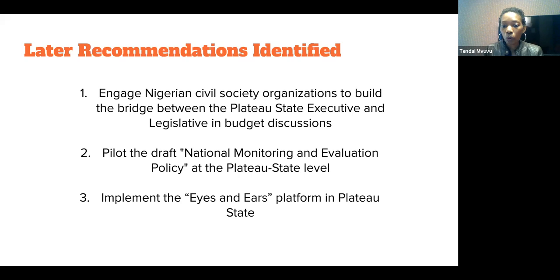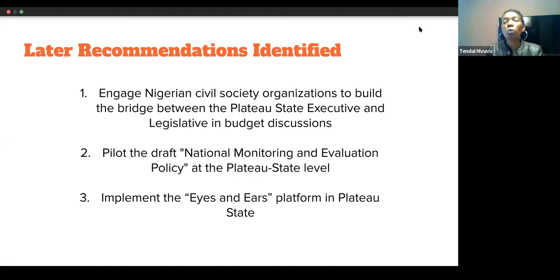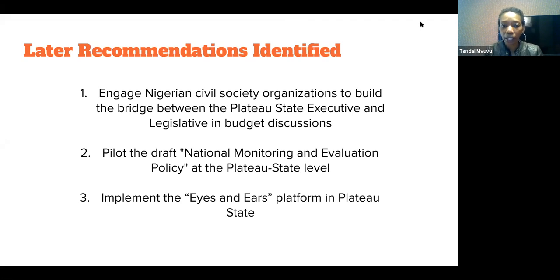So recommendation 2 centered on the Plateau State government coming up with their own model and then piloting this draft of the Plateau National Monitoring and Evaluation Policy that was going to be context specific. And lastly, the implementation of the Eyes and Ears platform in Plateau State, mostly for accountability, like Matt has indicated earlier. One of the key reasons why we're so fascinated by this civic engagement platform is that we had heard how it had gained traction and seemed to be yielding positive results in Kaduna State. So we felt there was potential to also implement a similar program in Plateau State.